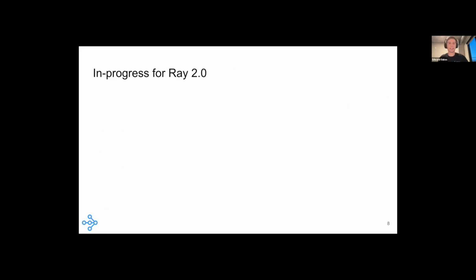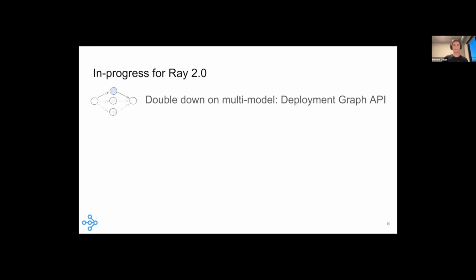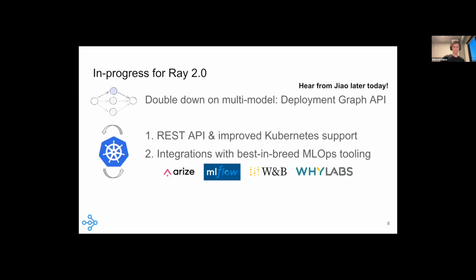Given those takeaways that we have from talking with our users and seeing posts on the forum and Slack, let me talk a little bit about what we're working on for Ray 2.0. The first thing is we're doubling down on this multi-model serving use case with a first-class API called the Deployment Graph API. You'll hear about this from Jiao later today, but this gives you a really flexible, powerful API that can be used to write high-performance multi-model serving applications.